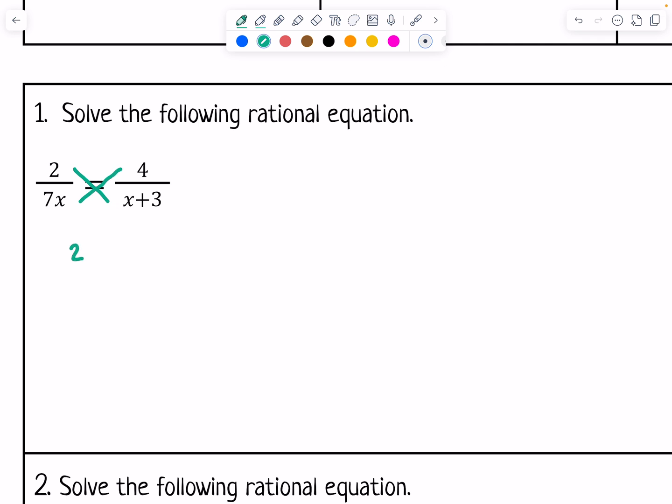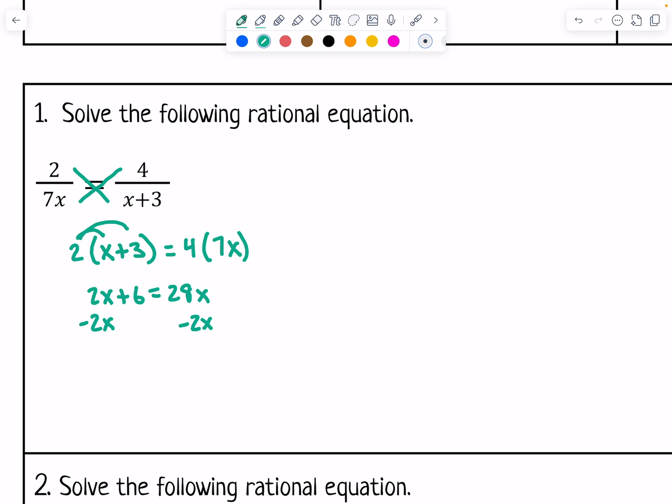So I'm going to take 2 and multiply it by x plus 3. But since that's more than one term, I'm going to put those in parentheses so I remember to distribute the 2. And then I have 4 times the 7x. So then I'm going to distribute the 2 like I mentioned and get 2x plus 6. And then 4 times 7x would give me 28x. Then I'm just going to solve for x the way we normally would.